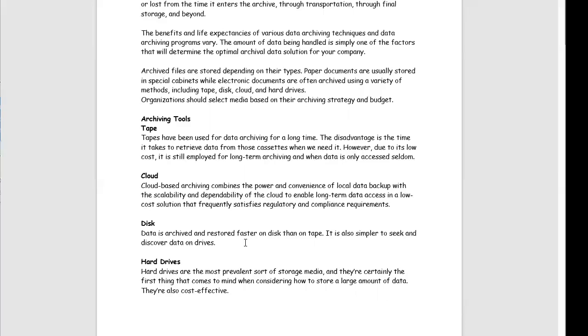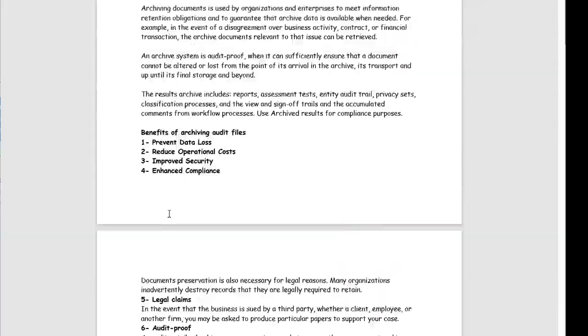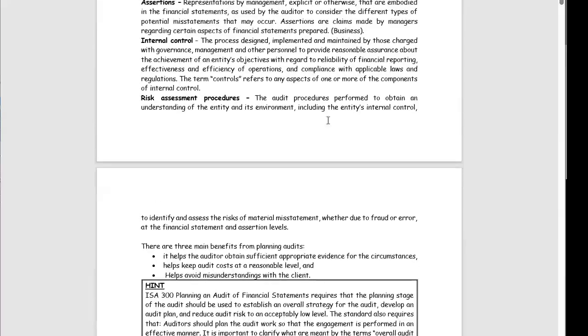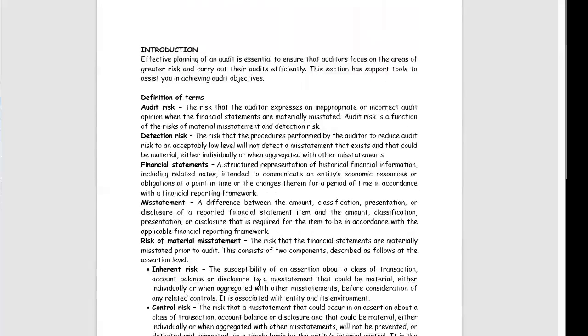So class, that will now bring us to the end of this particular topic, the management of the auditor practice.